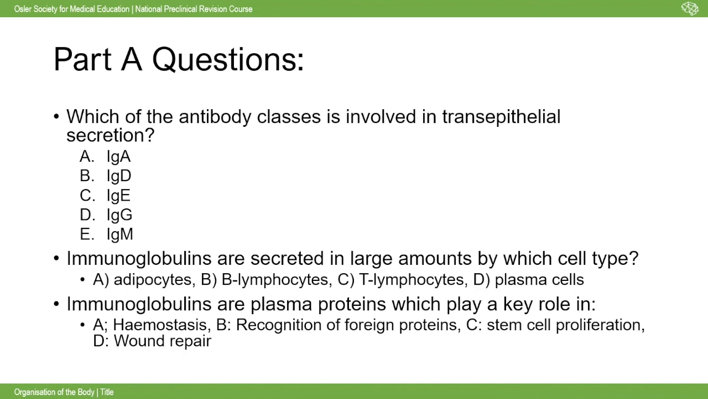This actually tripped a lot of students up a few years ago with putting B lymphocytes, but actually the secretion of antibodies is exclusive to our plasma cells, which differentiate from your B lymphocytes. Then immunoglobulins are plasma proteins which play a role in hemostasis, recognition of foreign proteins, stem cell proliferation or wound repair, and in this case it's B, recognition of foreign proteins.